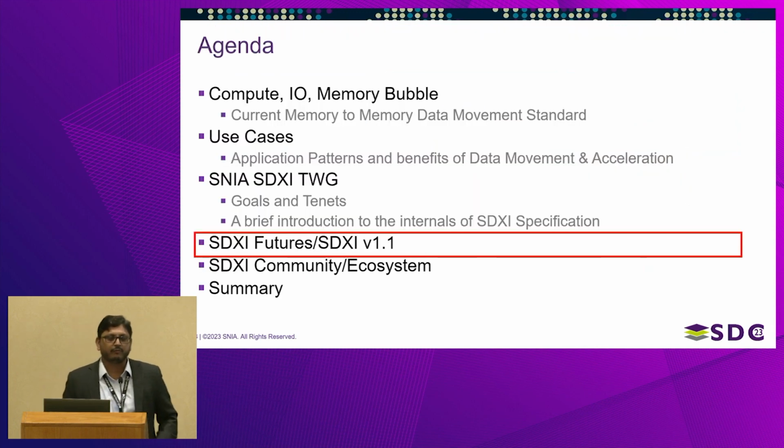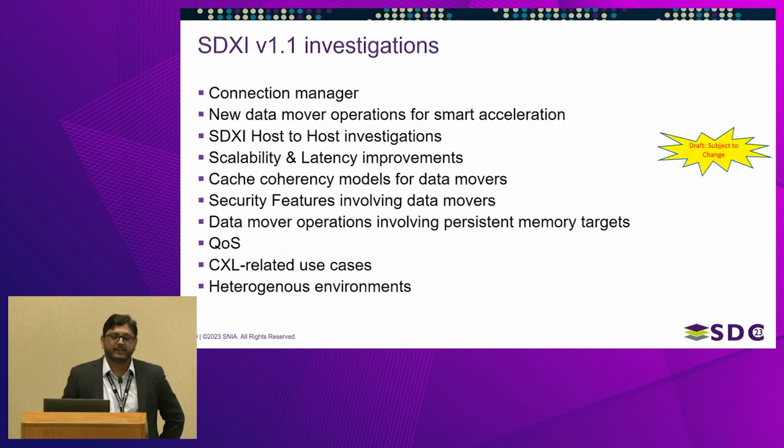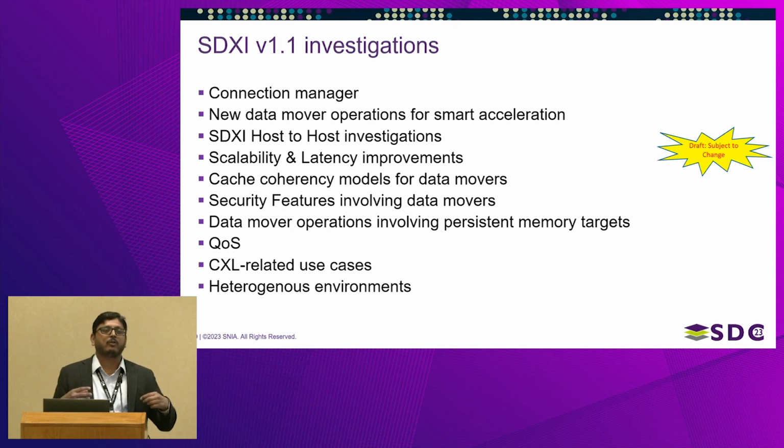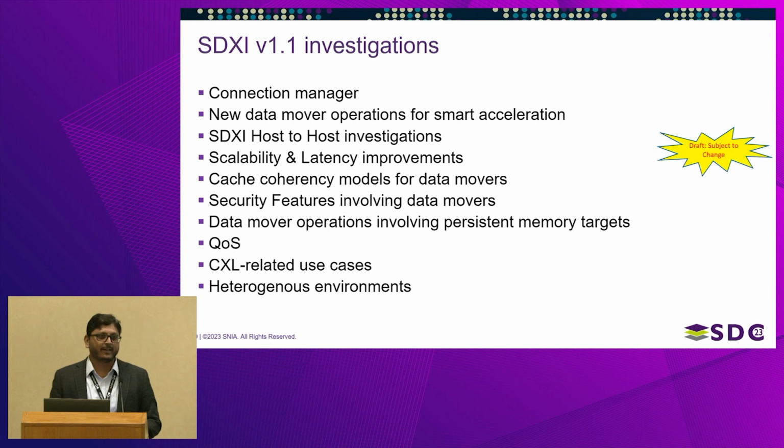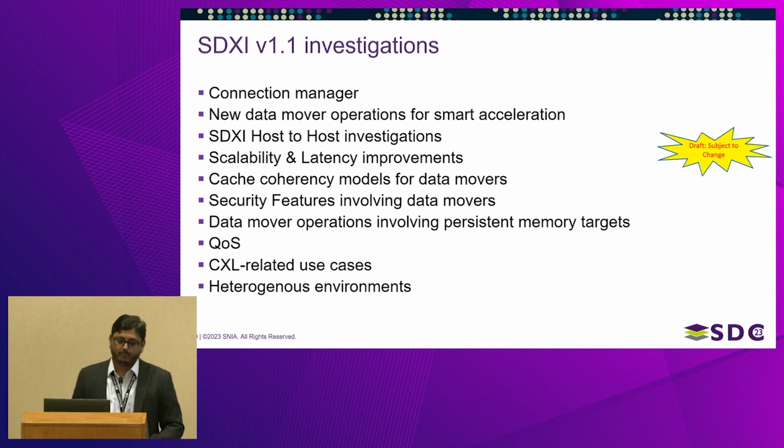Let me get into the futures. We are looking at 1.1, and these are some of the investigations that we are doing. In 1.0, we talked about how you can do this if you had multiple address spaces, but we didn't talk about what makes the connection. So you need a connection manager to be able to broker the connection between address space A and address space C. Some of the thoughts there were that it can be done from a sideband or an out-of-band channel, but there is also interest in making sure that is also architected and made part of the standard. So we're looking at that as part of the 1.1 investigations.